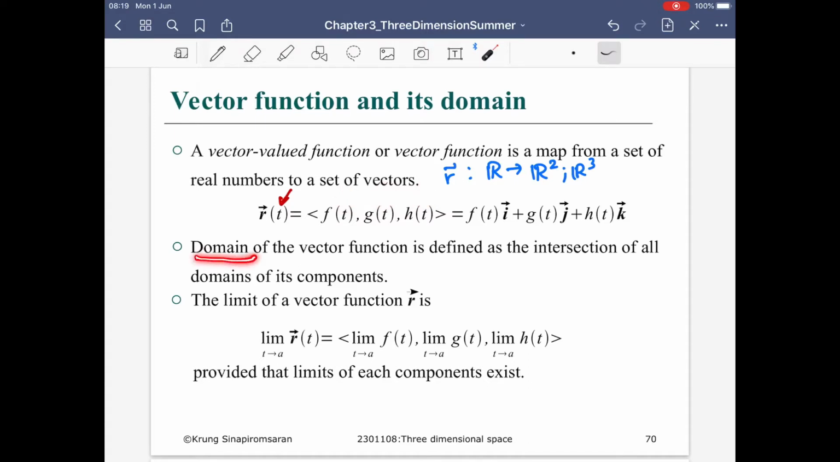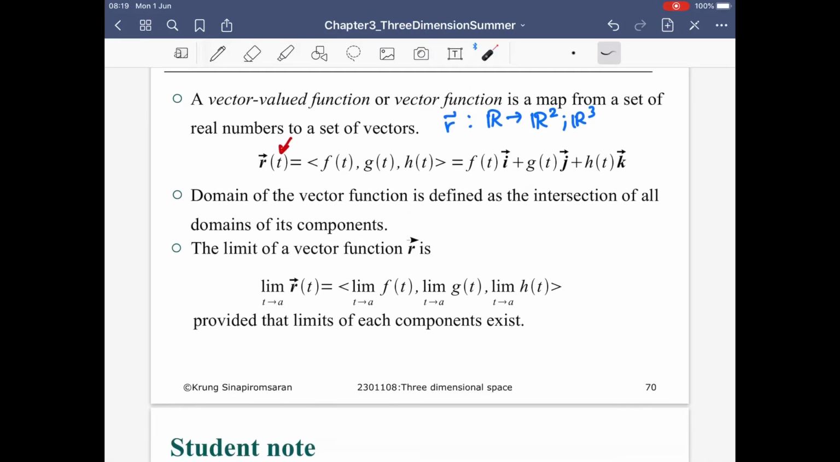So the domain of a vector function is defined as the intersection of all domains of its components, because as one value t is inserted in each component, you need to be able to evaluate each one of them. So it needs to be the intersection, so that you don't leave some of the components behind.